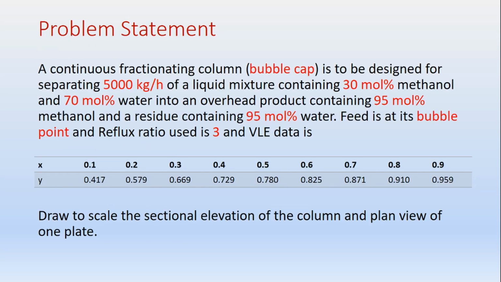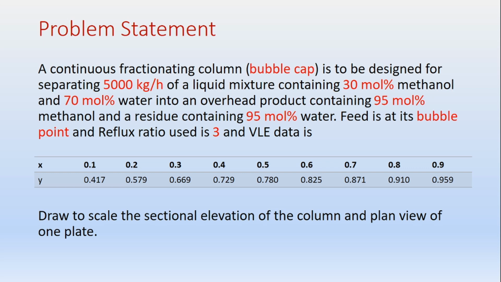This is the problem statement. It says a continuous fractionating column, it is a bubble cap column, is designed to separate 5000 kg per hour of a liquid mixture which contains 30 mole percent of methanol and 70 mole percent water. So this is the feed. The mass flow rate of feed is 5000 kg per hour, and the composition of the feed in terms of the more volatile component, which is methanol here, is 30 mole percent.